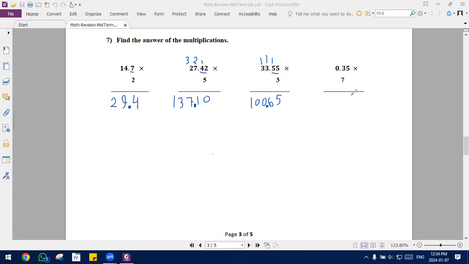Now 7 times 5, 35. 7 times the 3 is 21, and the 3, 24. Now how many numbers after the decimal? 2. So there should be 2 after the decimal point.